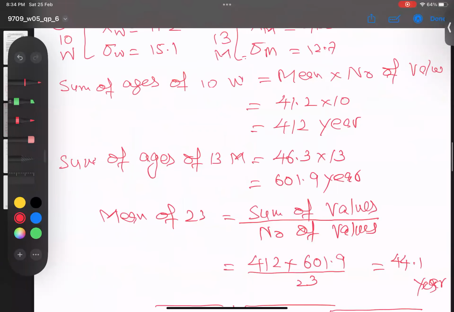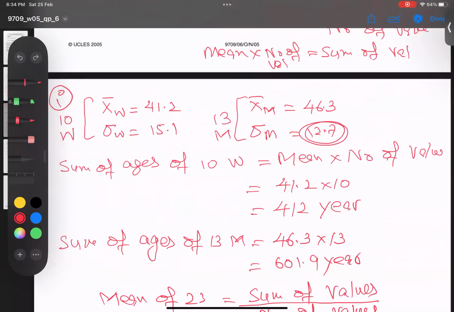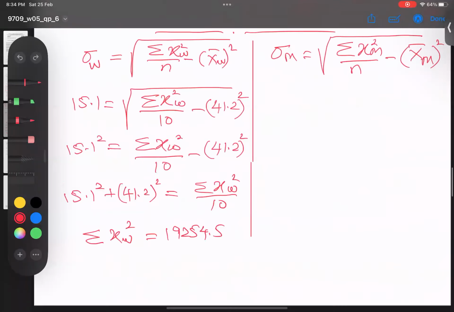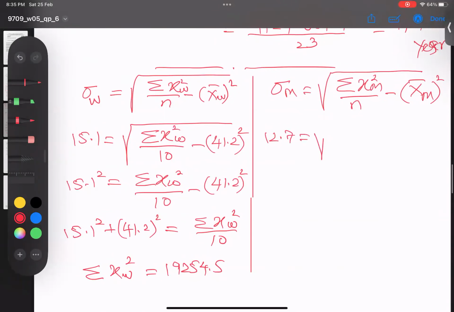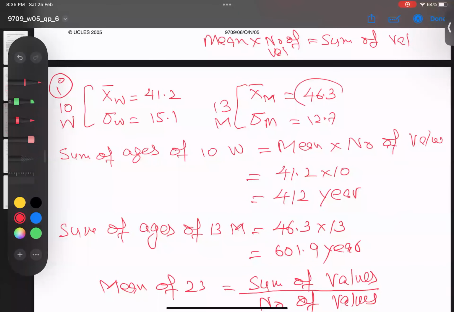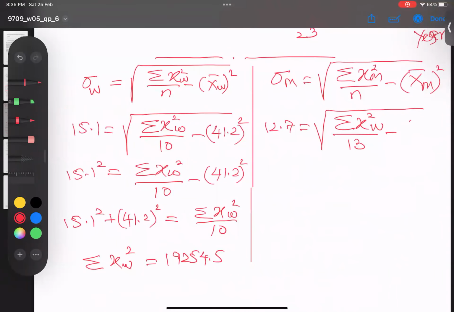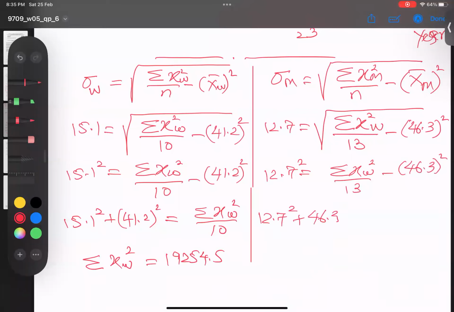Same process I will apply here. The deviation of the 13 men is 12.7, so here I'm writing 12.7. Here root, here sigma x square by 13, as there are 13 men, and the mean of the 13 men is 46.3. So I'm writing 46.3 to power 2. First of all, squaring both sides, I get sigma x square by 13 minus 46.3 power 2. This will go there, so 12.7 to power 2 plus 46.3 to power 2 equals sigma xw square by 13.